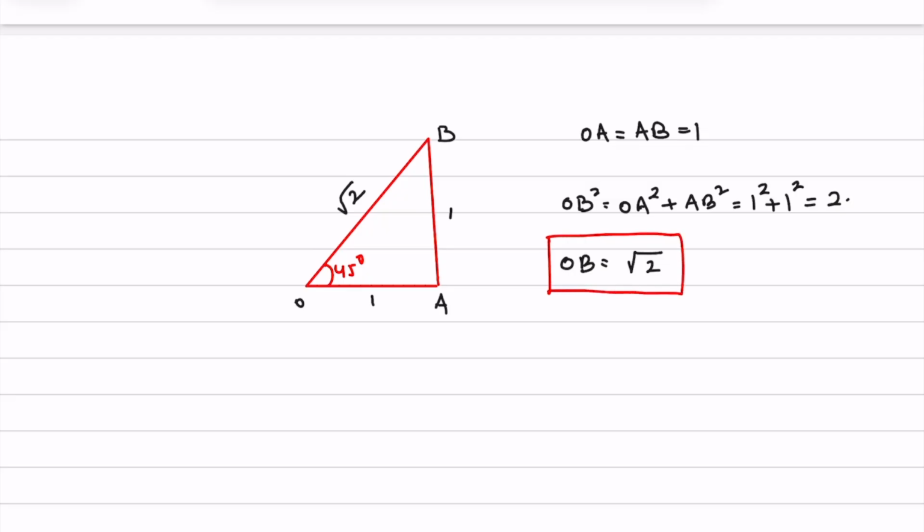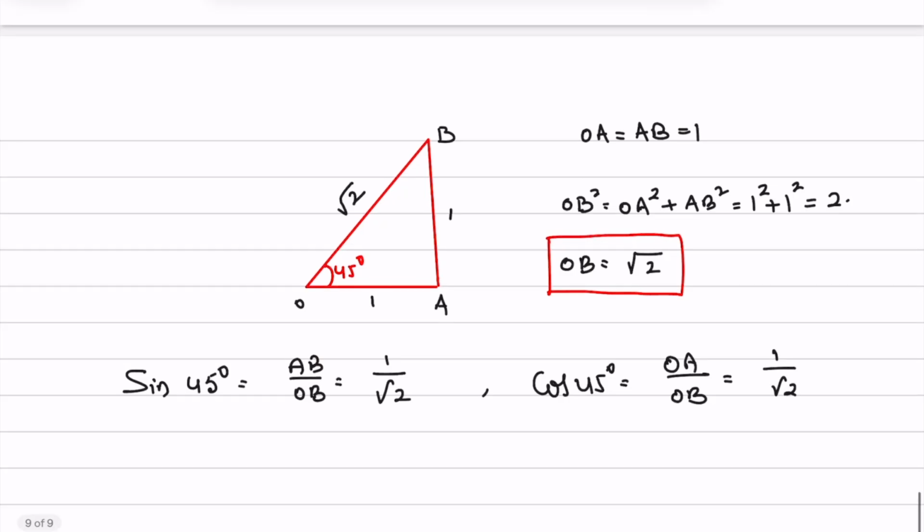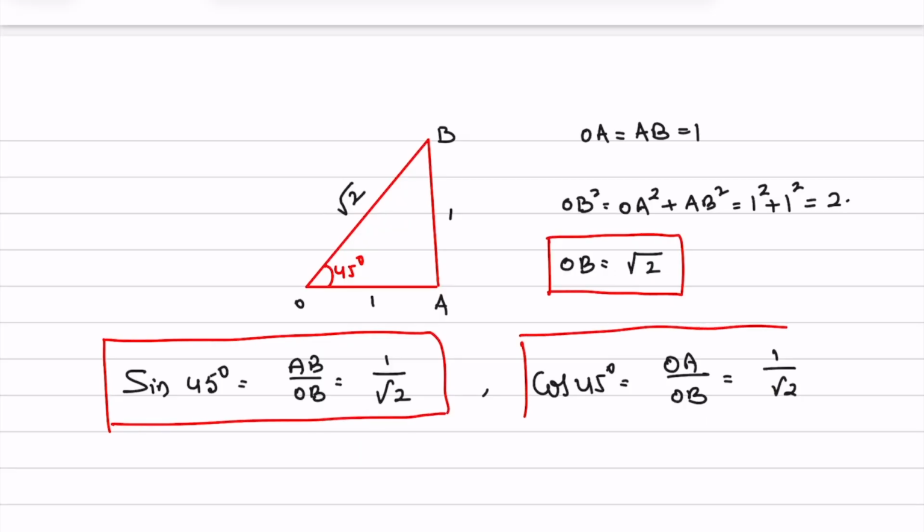Now, what is sine 45? Opposite side by hypotenuse, AB by OB. That is equal to 1 by square root of 2. What is cos 45? Adjacent side by hypotenuse, OA by OB, 1 by square root of 2. Then, what will be the value of tan 45? Other values will follow once you find out sine automatically.